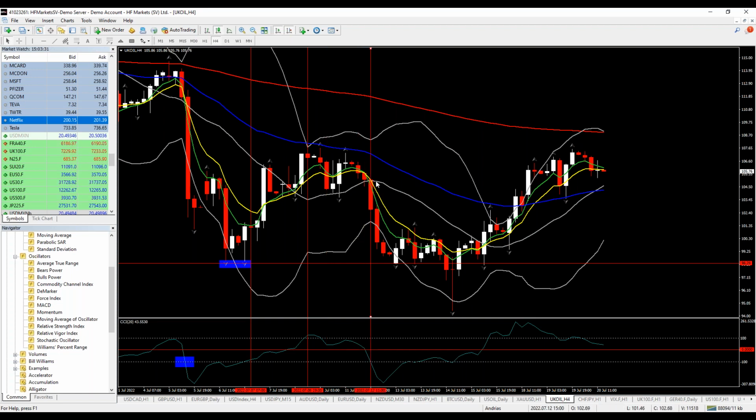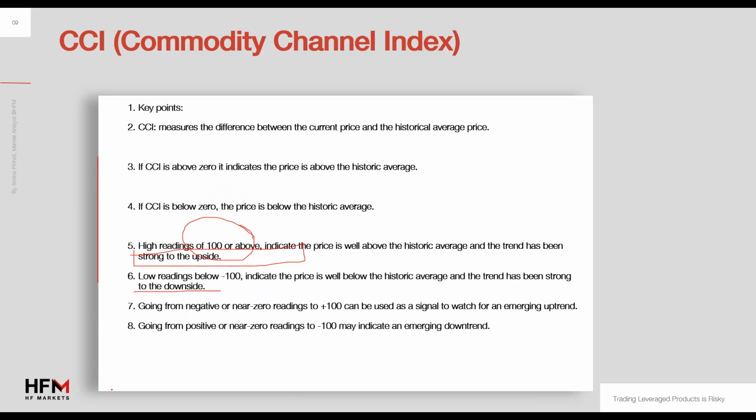So let's see. It breaks it, and I have a sharp fall as well below zero towards minus 100. That could be a nice short entry because it's well below zero and actually past the minus 100. So you need to always combine CCI with something else.